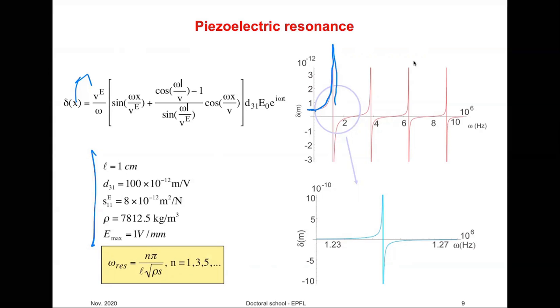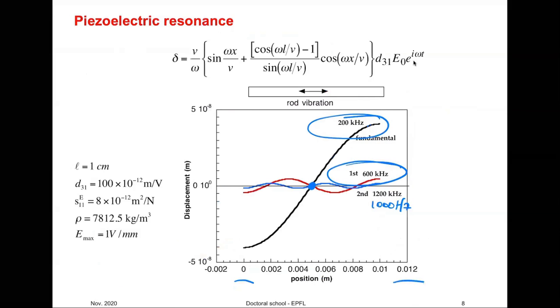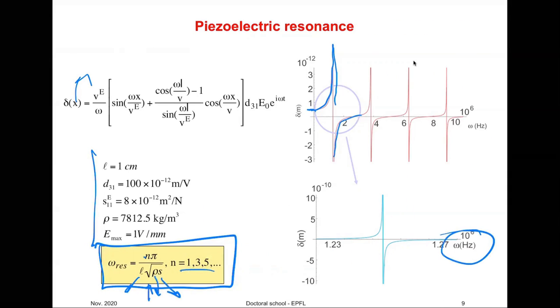And then the displacement phase would change, so it would become negative as we go beyond the frequency, and then this will repeat itself as trigonometric functions are periodic in these changes. So the resonance frequencies are given by this expression here. Again, you have a length, you have density, you have elastic compliance, and n can be 1, 3, 5. That comes from a solution of the differential equation. Here I'm plotting as a function of radial frequency, and here it is the frequency in hertz.